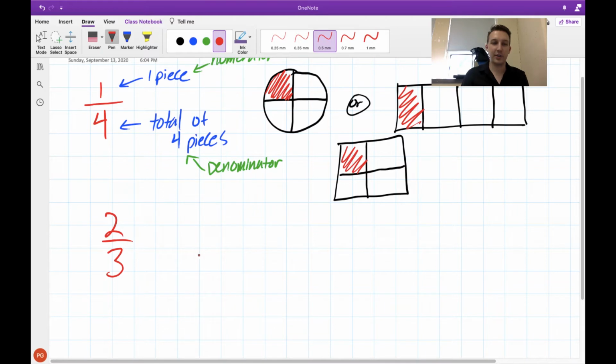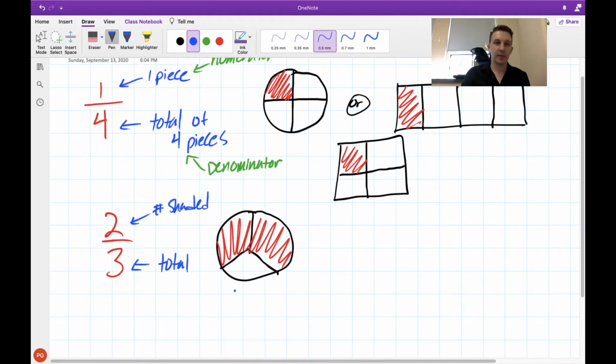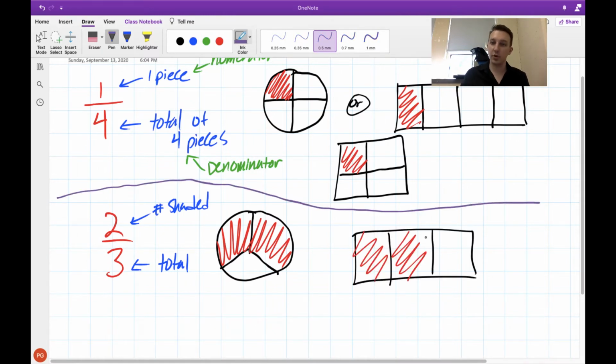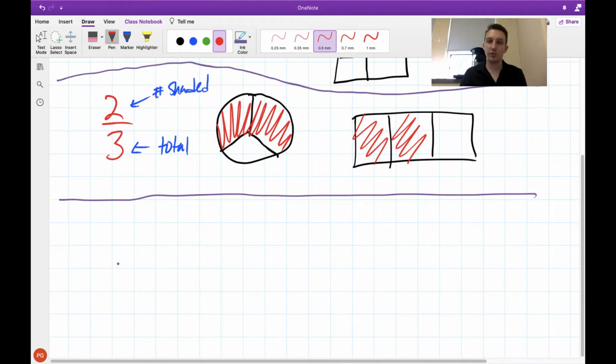If we took another fraction like 2 over 3 and we wanted to draw what this would look like, again, we would start with a circle and divide it into 3 even pieces. Now, my pieces aren't super even, but they're pretty close. And in this case, we would shade 2 of them in. Remember, this fraction is the number of shaded over the total number of pieces. We could also draw it as a bar here, where we've got 3 equal pieces and 2 of them are shaded in. So that's how we draw fractions.